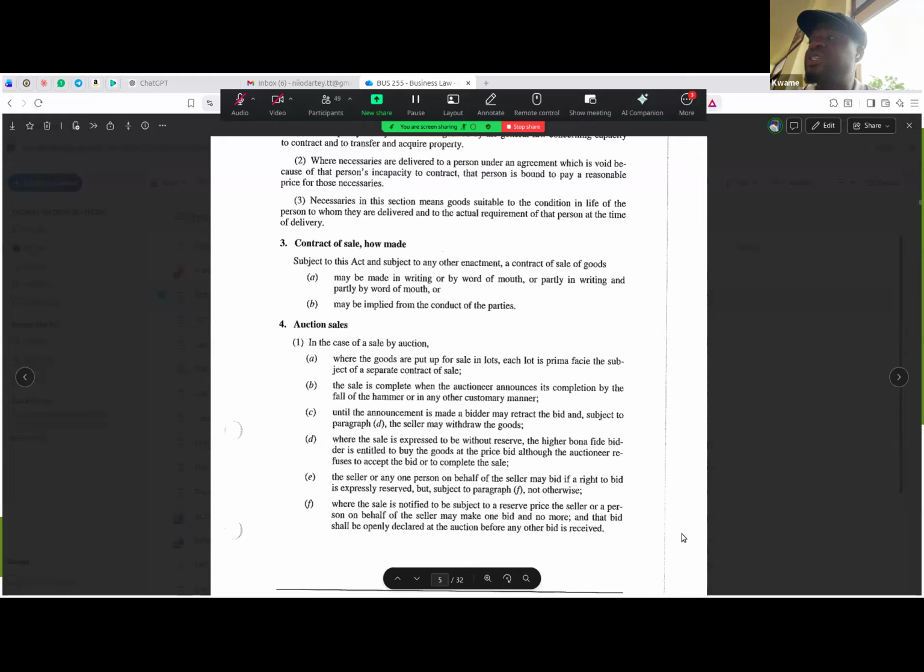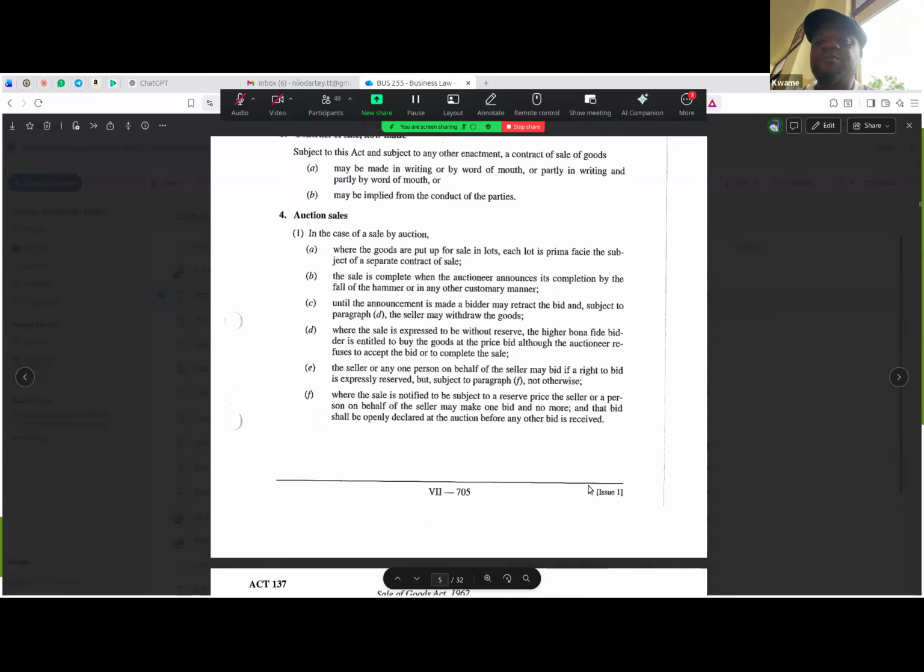All right, let's move to auction sales, section 4. Okay. Afreda. Auction sales. In the case of a sale by auction, A, where the goods are put up for sale in lot, each lot is prima facie. Prima facie. What's the meaning? When they wanted to the Chief Justice issue, did you hear that they were saying prima facie case?